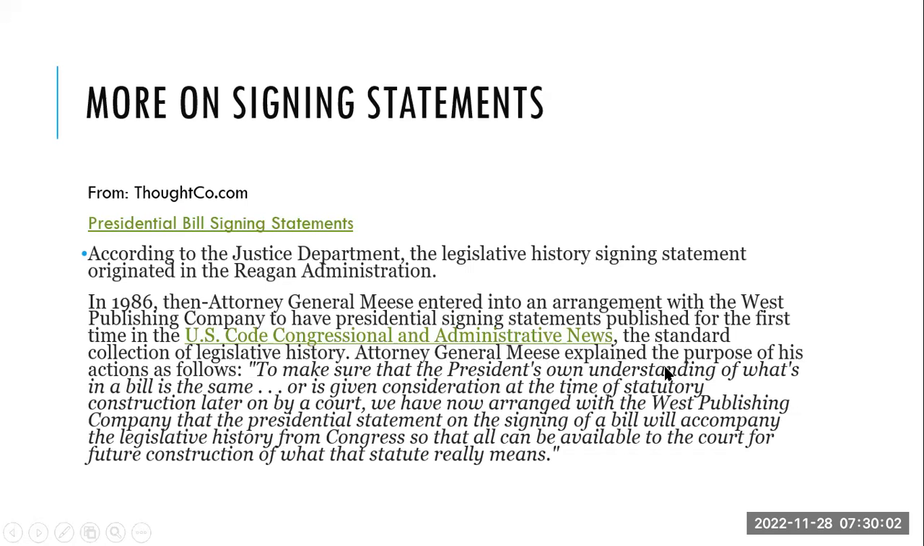Attorney General Meese explained the purpose of his action as follows: to make sure that the president's own understanding of what's in a bill is given consideration at the time of statutory construction later on by a court. We have now arranged with the West Publishing Company that the presidential statement on the signing of a bill will accompany the legislative history from Congress so that all can be available to the court for future construction of what that statute really means.